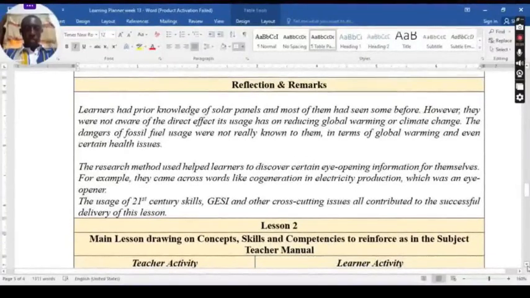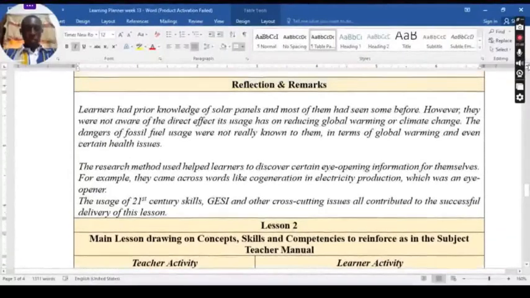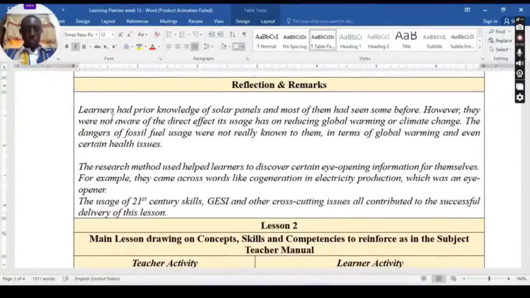Then after reflection, you add remarks to it. We all know what the remarks is. Was the lesson successful or not? That is a remark. So let's look at reflections for this. Reflection is done after lesson closure. So when you are done with it, then you give your reflections and your remarks. Okay, now let me read it.